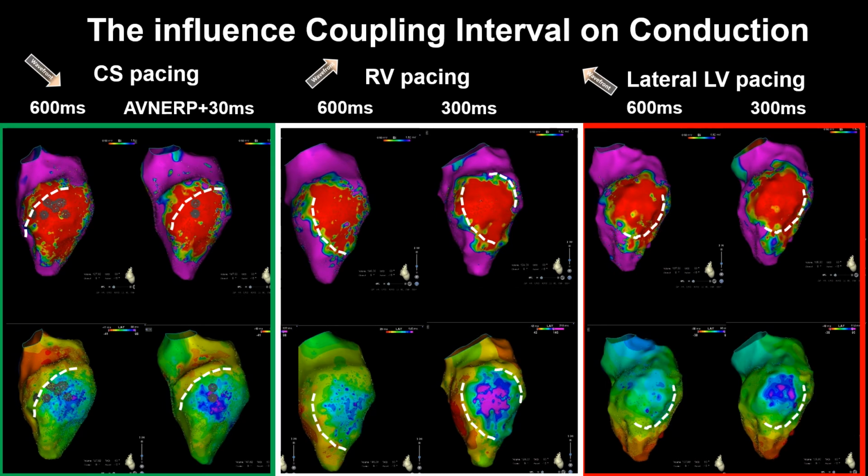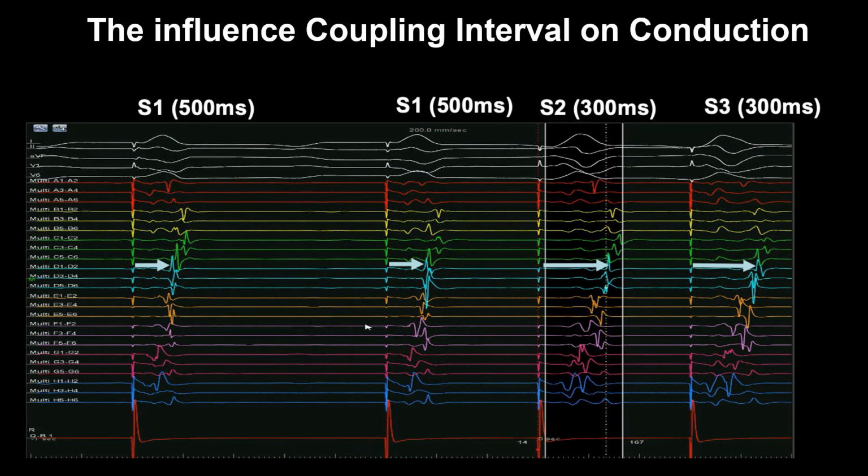Notice again that the scar area looks similar throughout all voltage maps. When looking at the activation maps, we notice that pacing at a faster coupling interval does not change the location of the area of maximal slowing, but it does change the magnitude of the conduction slowing. This finding can also be seen in this example. In comparison to S1 pacing at 500 milliseconds, pacing at a shorter coupling interval in S2 and S3 shows significant slower conduction.